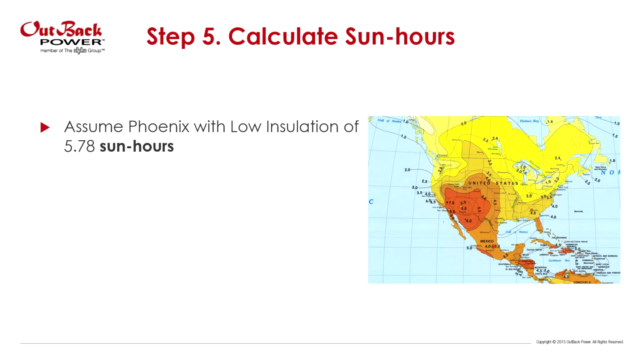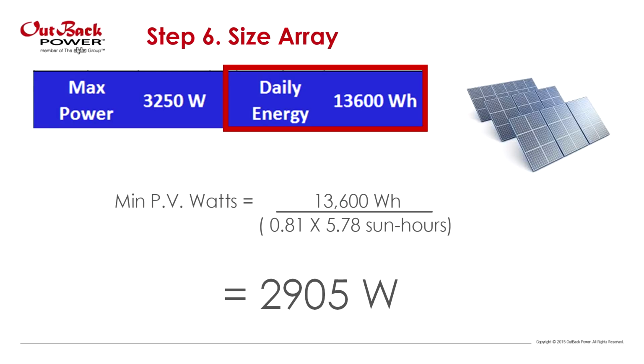All right, then we have our calculating our sun hours. We won't go over how we got this number. Like I said, there are websites to show you how to do this. So we have 5.78 sun hours for our location. All right, so now we're going to size the array.